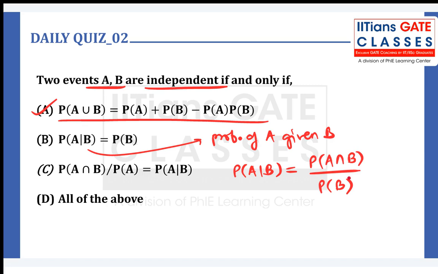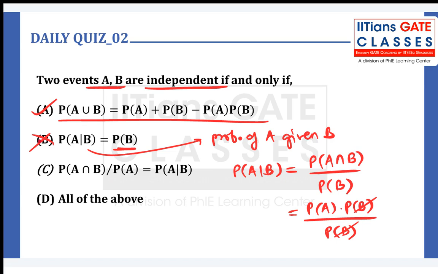Now let's say the events are independent. In that case, this intersection will be just the product of the individual event probabilities, and then the result should be equal to PA. But here the RHS is given as PB, so it is not correct. If it were equal to PA, the probability of event A, then it would be the correct option.